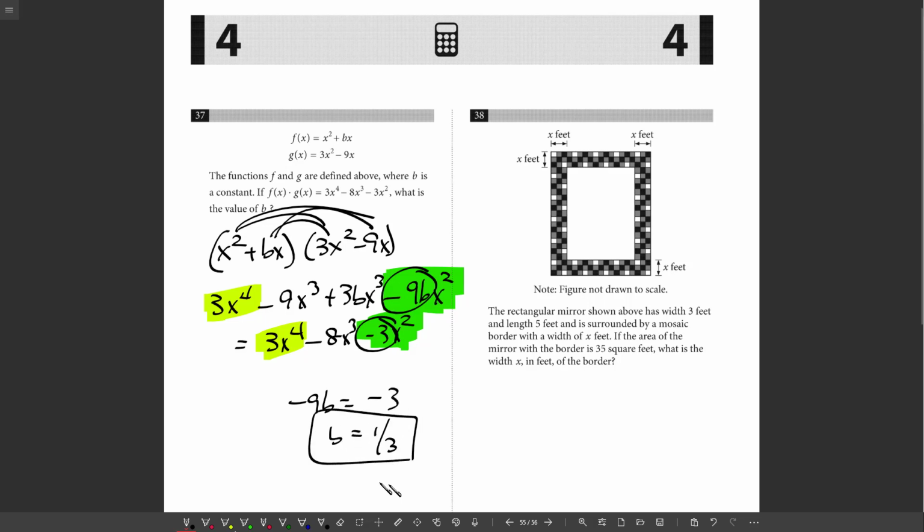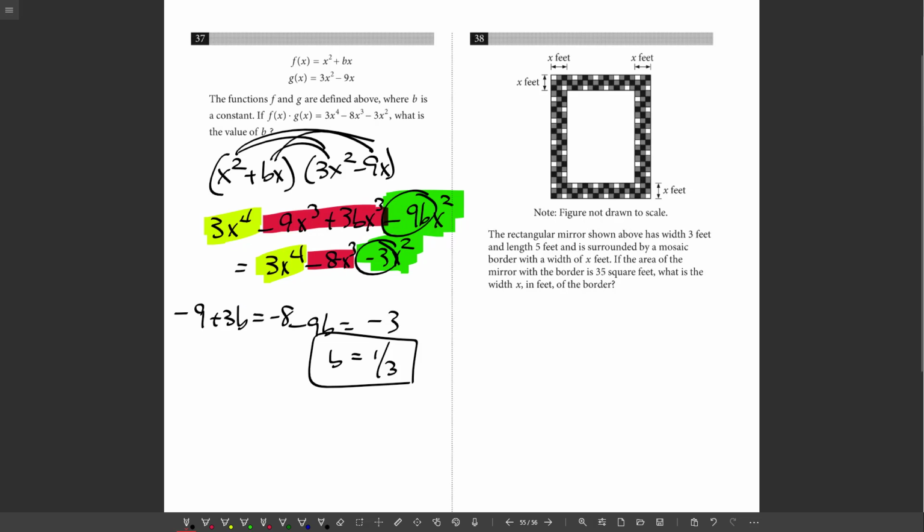Now, if you wanted to do the other one, if you wanted to do x cubed, you would need to see that this sum of terms must equal negative 8x cubed. In other words, the coefficients negative 9 plus 3b must end up equaling negative 8 so that those terms are equivalent. And if I solve that, again, I get b as 1/3. So that's your answer.